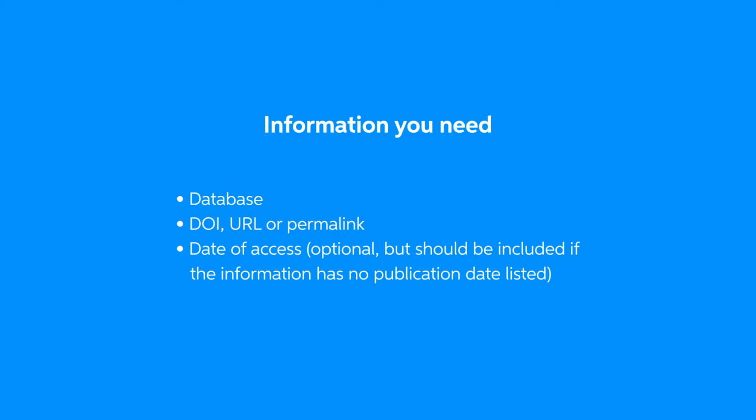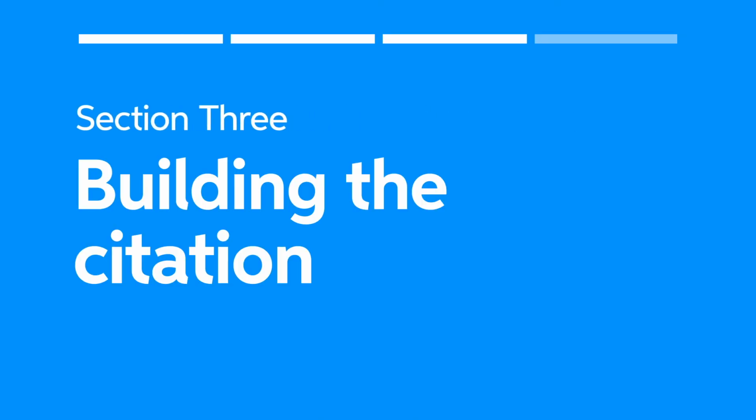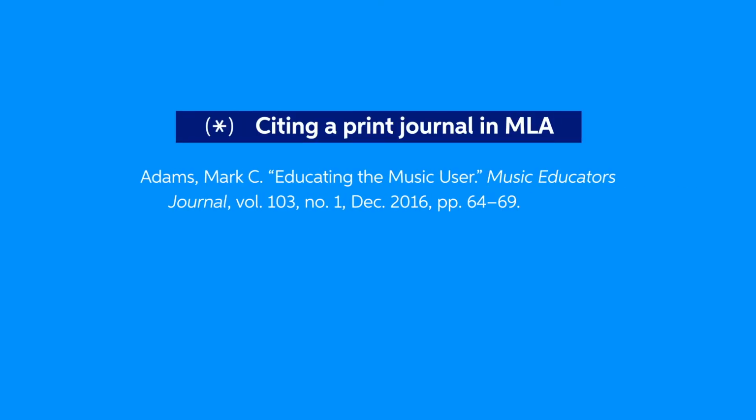Lastly, if you are using an online article, you may need to include the date you accessed the article if it doesn't have a publication date. Otherwise, the access date isn't necessary. Once you have all the information for your reference, you can build it in your Works Cited page.